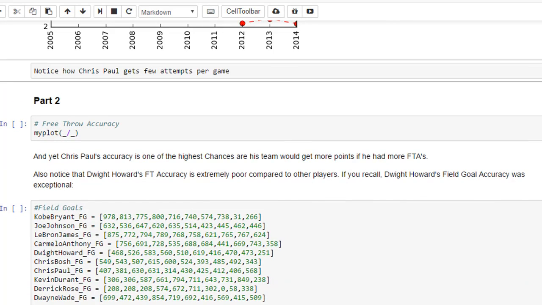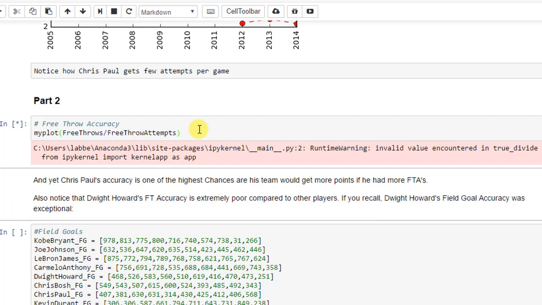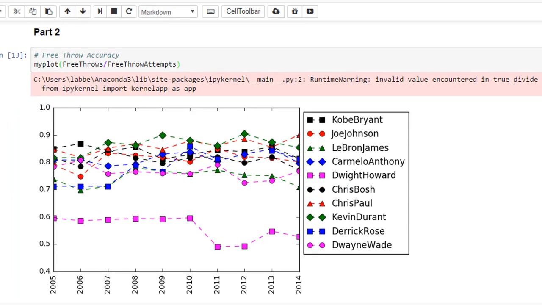Part 2, free throw accuracy. In this part, we don't have to use any previous data. We just need to divide the free throws by the free throws attempts, and that's the way we measure accuracy. Okay, same thing here, a little warning.